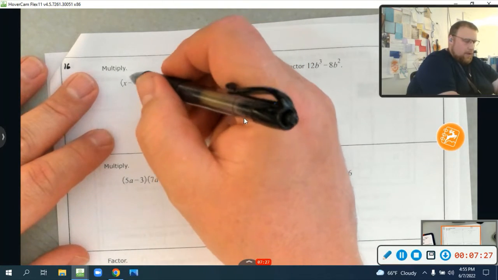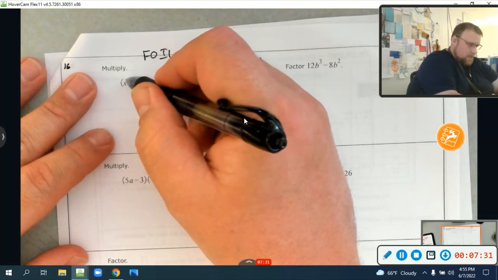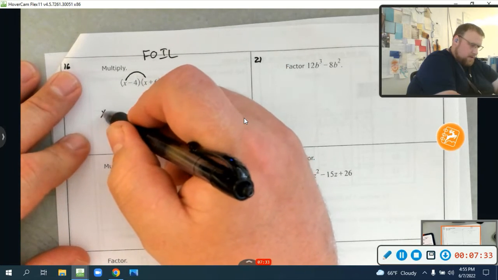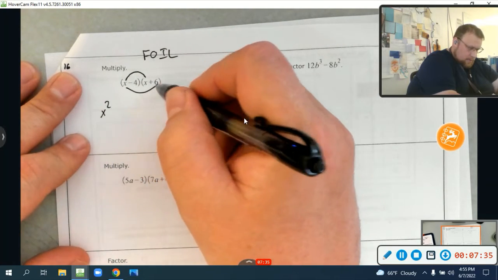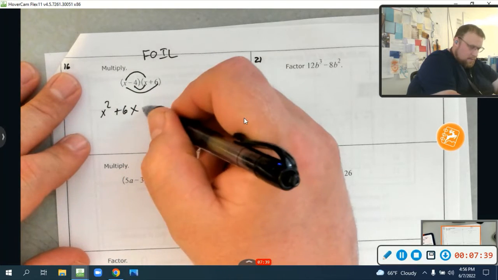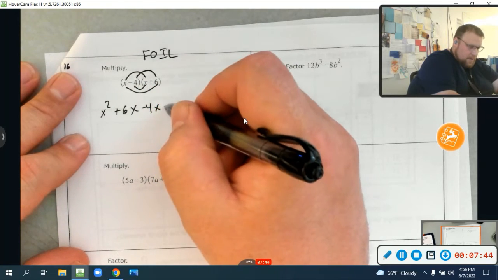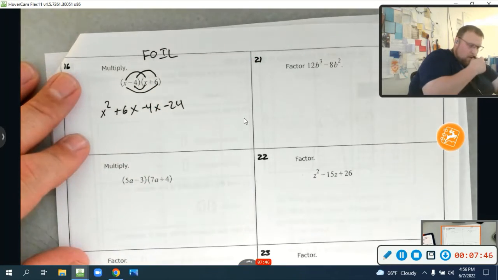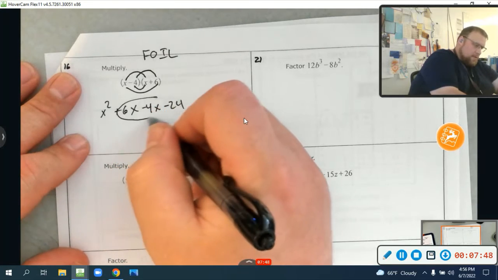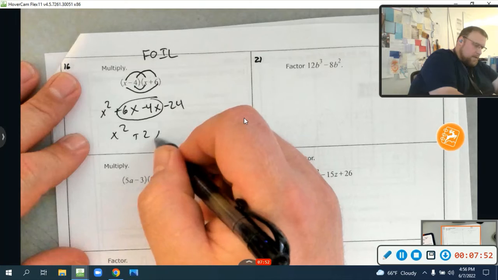Okay, we could FOIL it. Remember FOIL? Which is first x squared, outer plus 6x, inner minus 4x, and last, negative 4 times 6 is minus 24. And we just add those together, we get x squared plus 2x minus 24.